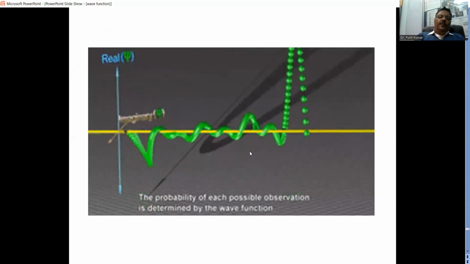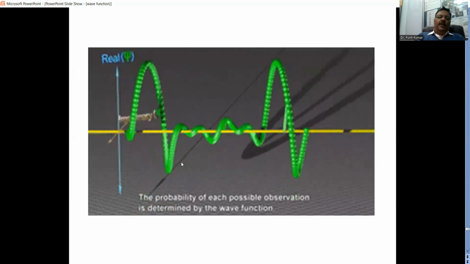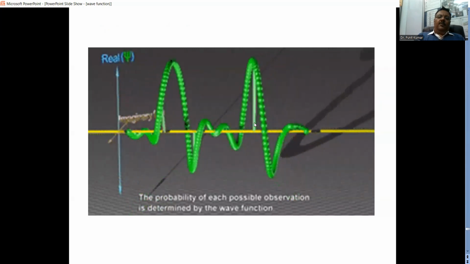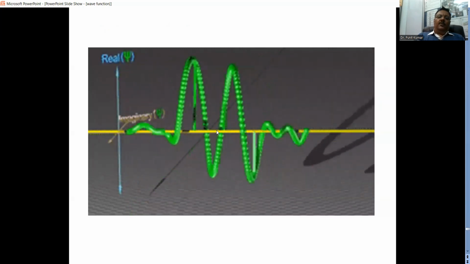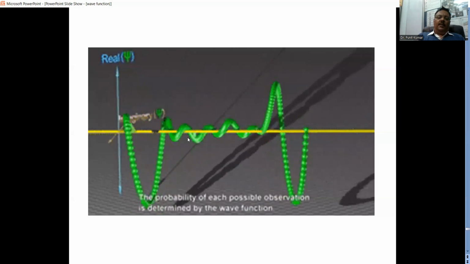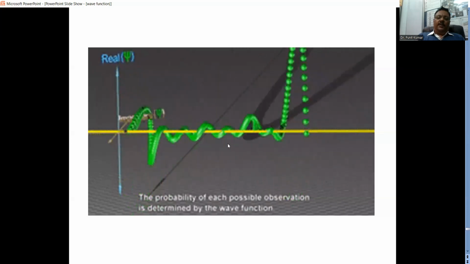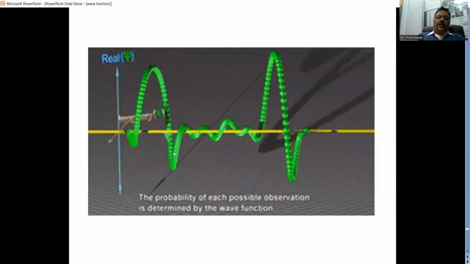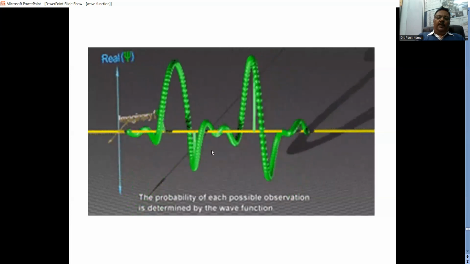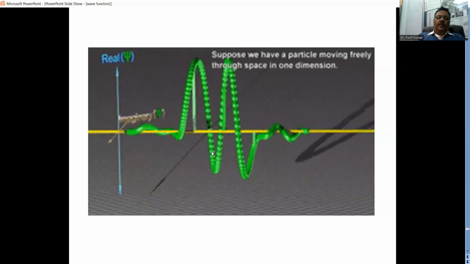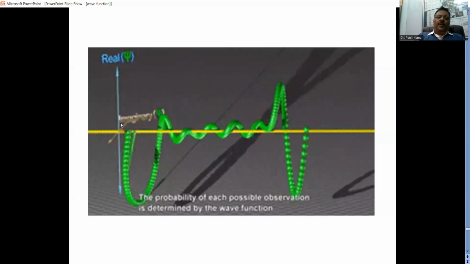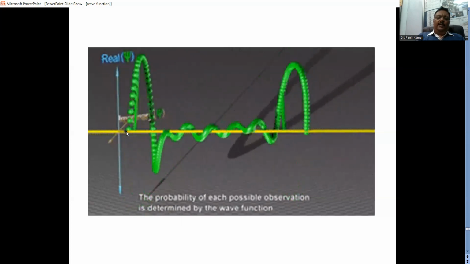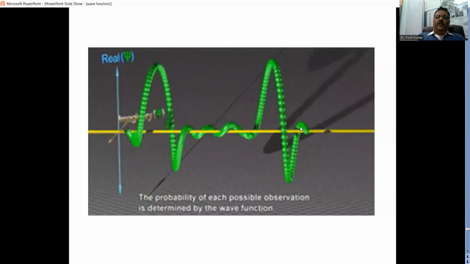We can see this probability in the diagram. One is the wave function, one is the complex conjugate. The complex conjugate traverses in the opposite direction to the wave function. You can see how the wave function behaves, and the probability is in this region, from this limit to this limit.